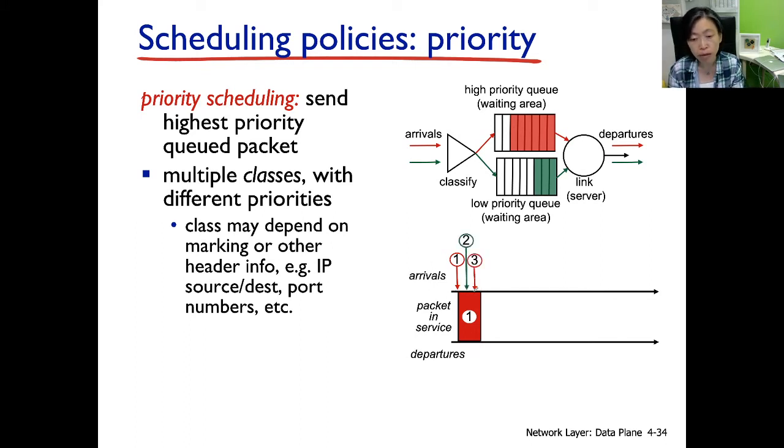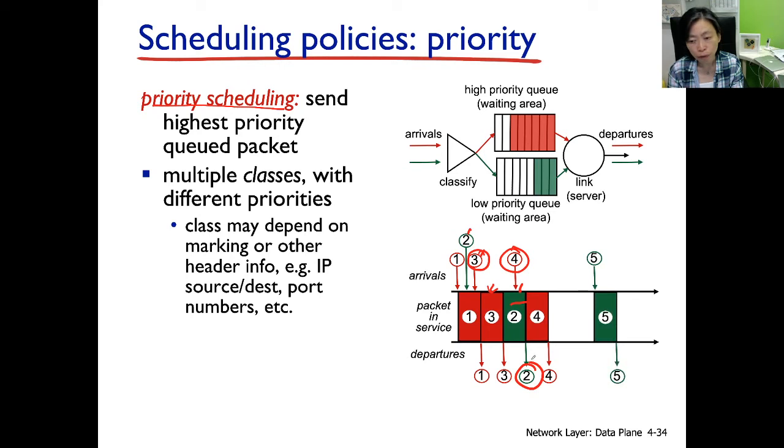So 2 and 3 arrive here. But 2 is carrying a lower priority, while 3 here is carrying a higher priority. So in priority scheduling, which of these two, 2 versus 3, will be scheduled next? Always the one with the higher priority, which means 3 here. And then next 2. Now, while we serve packet 2, if packet 4 arrives, right after packet 2 exits, we enter and serve 4, and so on and so forth.